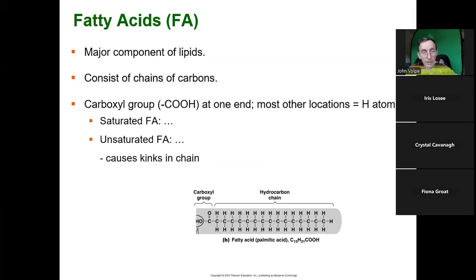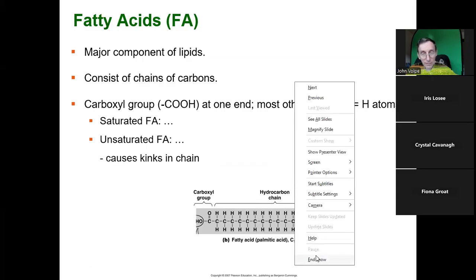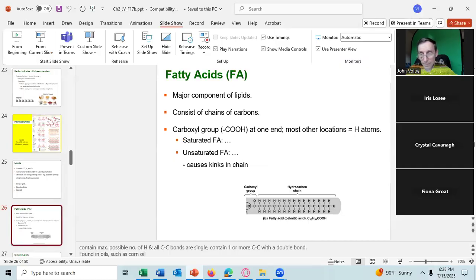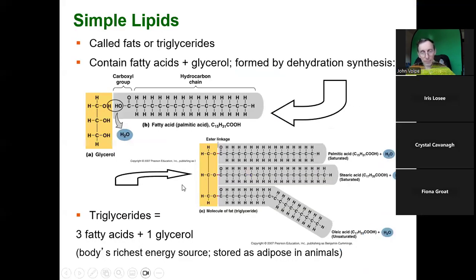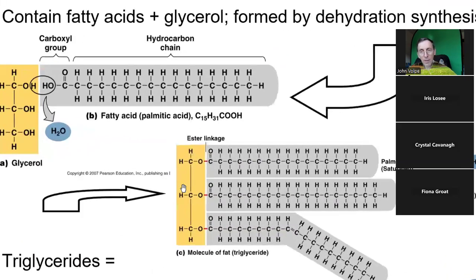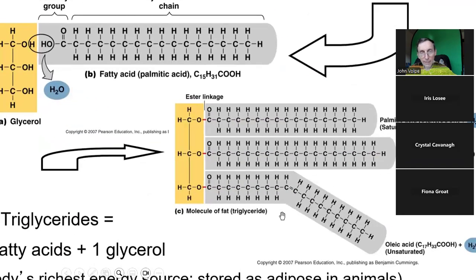An unsaturated fatty acid has one or more double carbon bonds linking the carbon together. Let me end the show and go to the next slide to show you that. Blow it up a little. Right there, this is an unsaturated fatty acid. It has one double carbon bond. You can have one or more double carbon bonds in an unsaturated fatty acid.